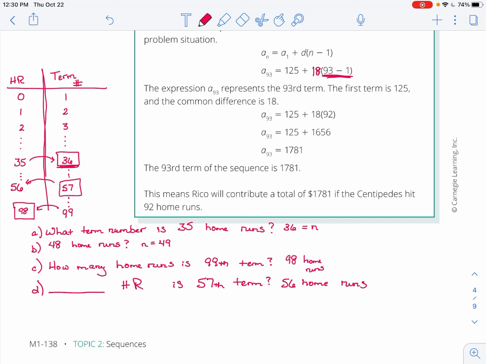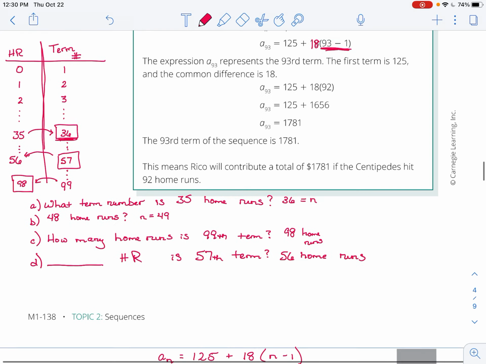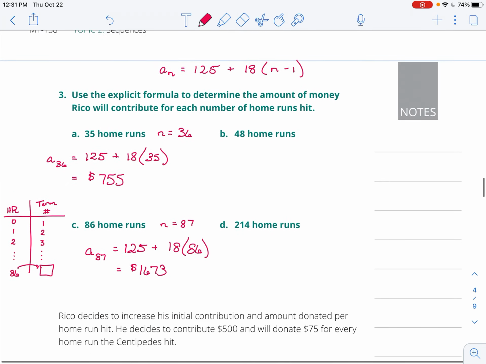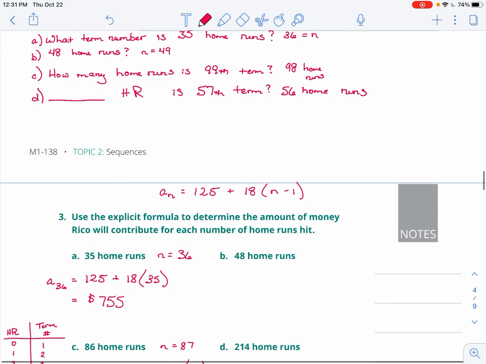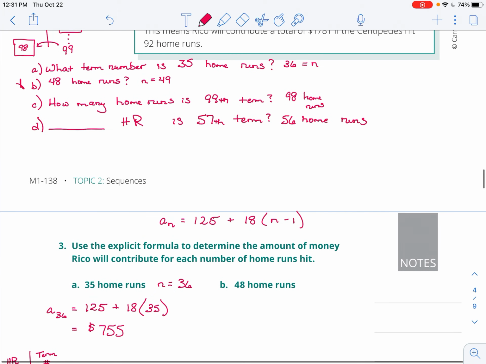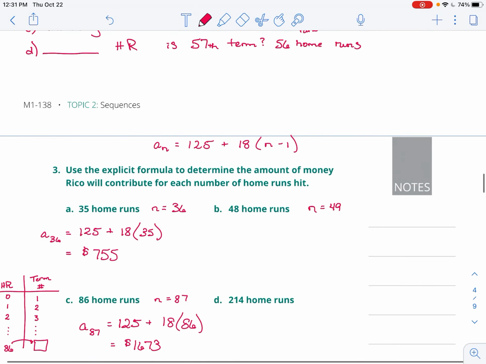So understanding in the context of which term means what will really be essential when we talk about this explicit formula. So if you turn the page to page M139, I wrote out in class that our explicit formula is that any term can be found by your baseline amount, 125, plus 18 times the previous number of terms, n minus 1. So if I want 48 home runs, I actually asked you 48 home runs earlier. We said 48 home runs corresponded with the 49th term.